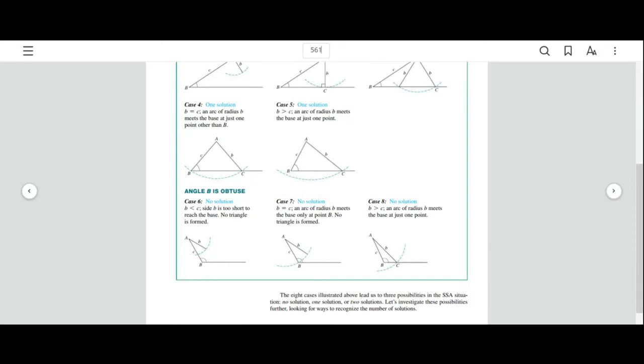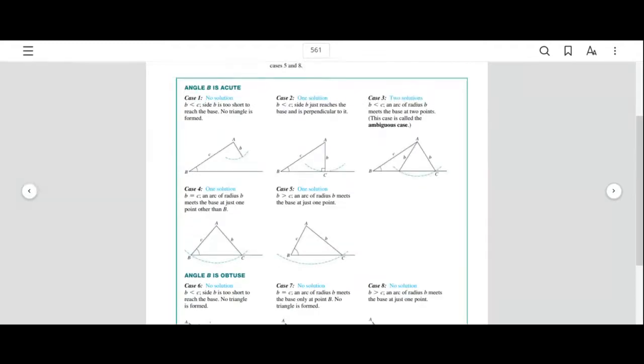Now, if angle B is obtuse, it again could be no solution, or it could have 1 solution where it comes down and just touches. I know this says no solution here, but clearly there's a solution. They show us 1 in the picture, so I think that's a typo. And so we need to consider all of those cases.